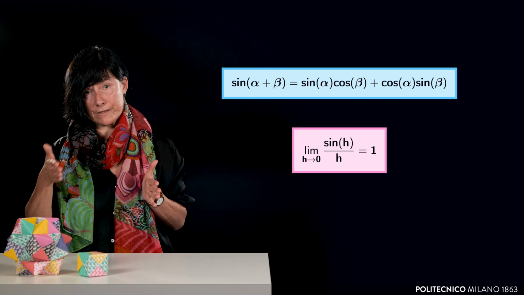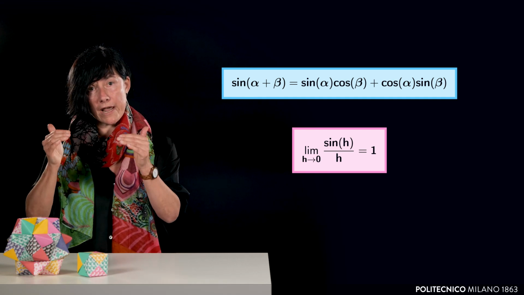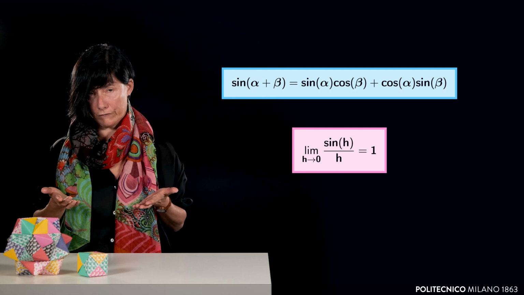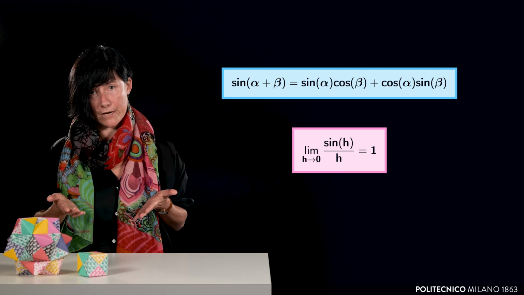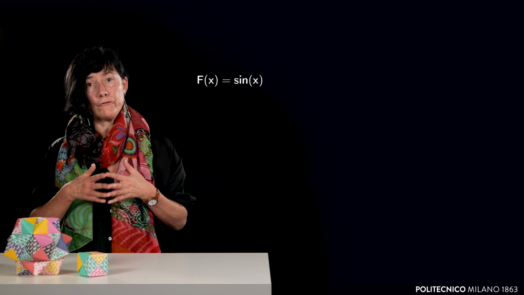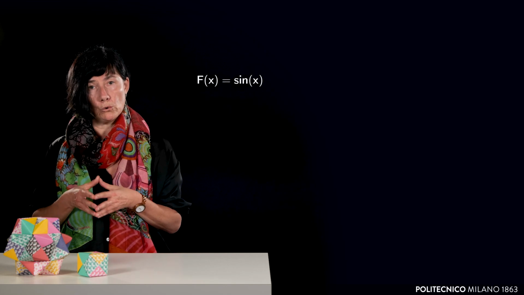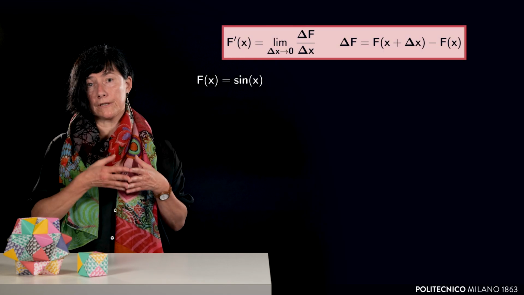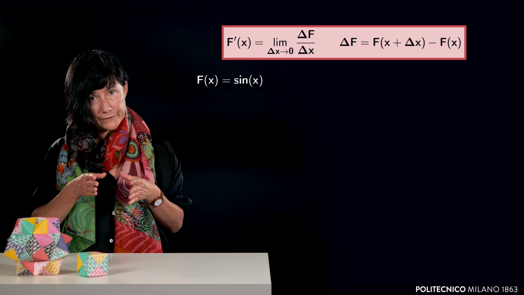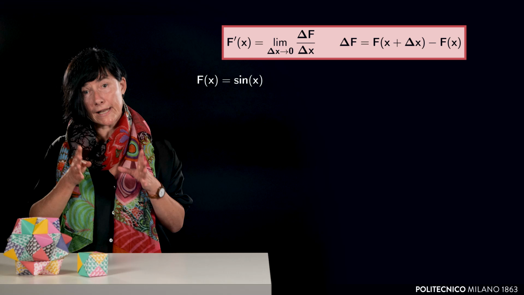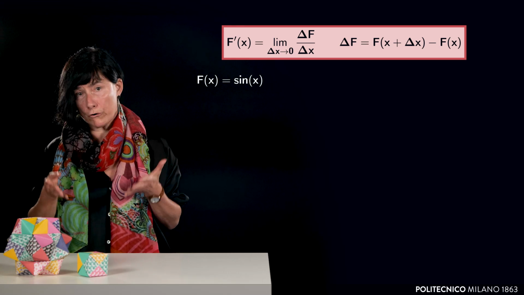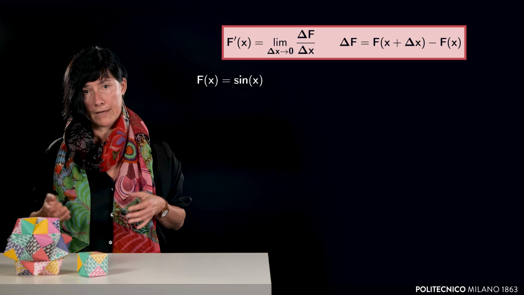As h approaches 0, the ratio sin h over h, that is in the indeterminate form 0 over 0, has a finite value that is 1. Let us now denote the sine function by f and recall that given a value x, the derivative f prime at x is by definition the limit of the difference quotient delta f over delta x as delta x approaches 0, of course when the limit is finite.